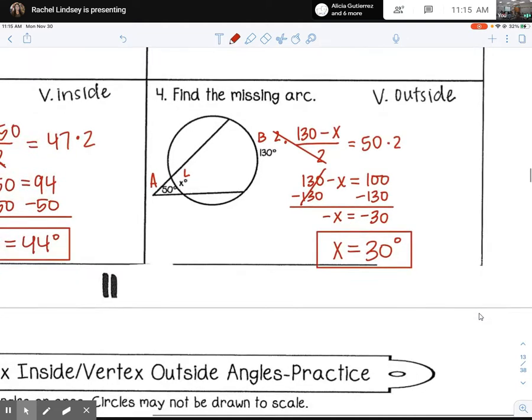Lindsay, how do you get number 6 on page 12? On the back, bro? Yeah. Confused. 360 minus 240. Oh, it's not. Correct. Okay.